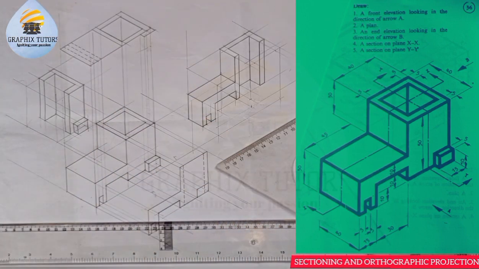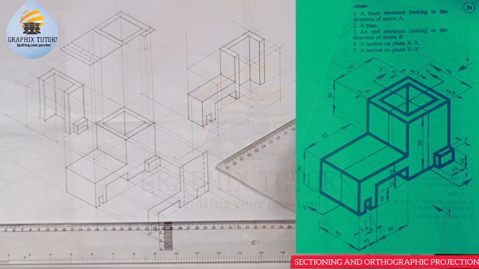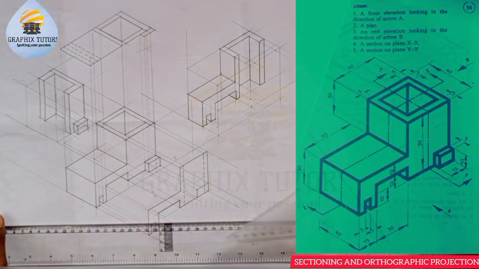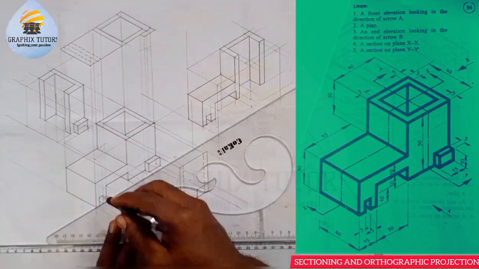Are we together now? Now, similarly, the question now says that an end elevation looking in the direction of Direction B, right? An end elevation. So looking at it from this side, right? What is the end elevation? And this is what we are going to be having as the end elevation here.